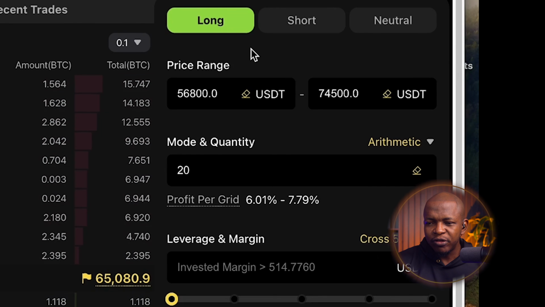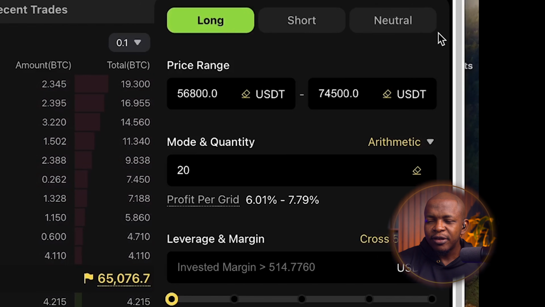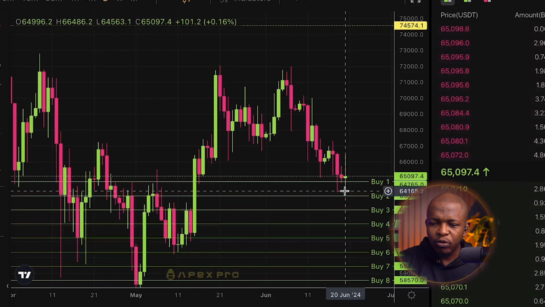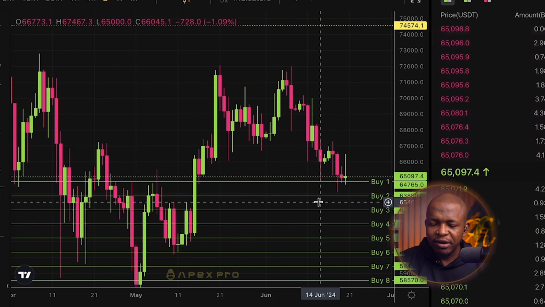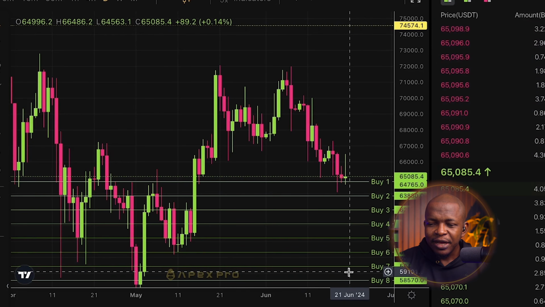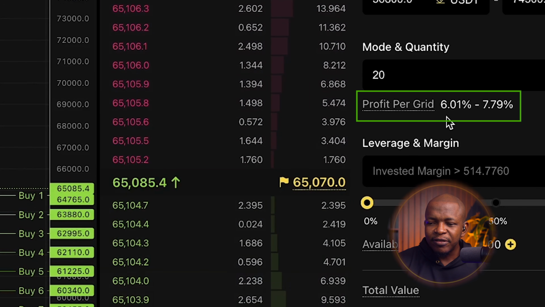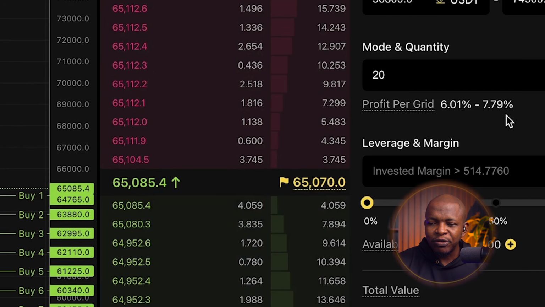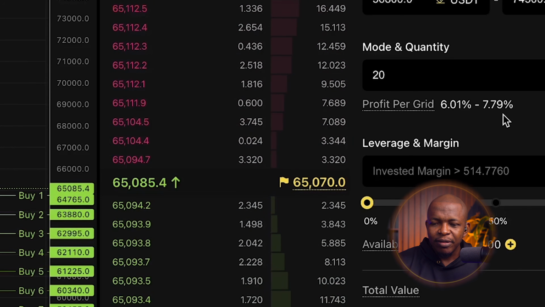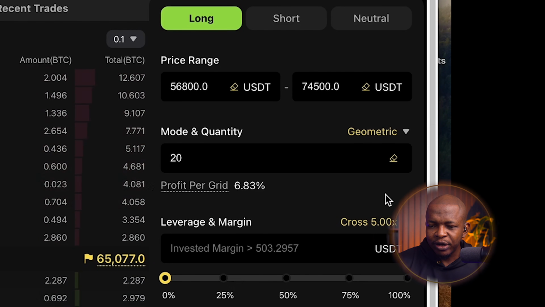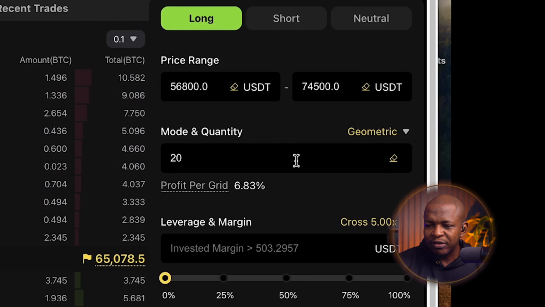We have 3 modes here. We have long, short, and neutral. If you go long, what happens is that as the market drops, it will buy along this grid that we have programmed. It will sell as it goes up according to the grid profit here. Once it makes 6 to 7.79% profit, it sells. That is what happens. Then we'll have arithmetic and geometric. Geometric kind of spreads it out.